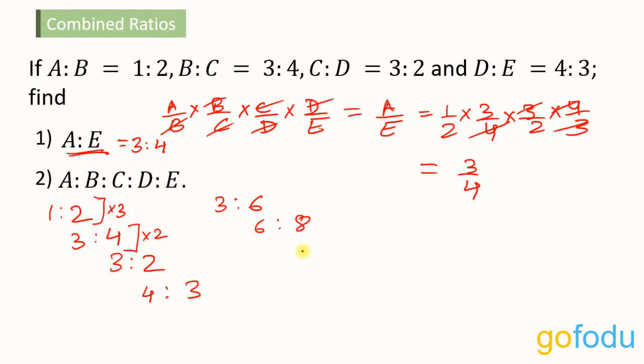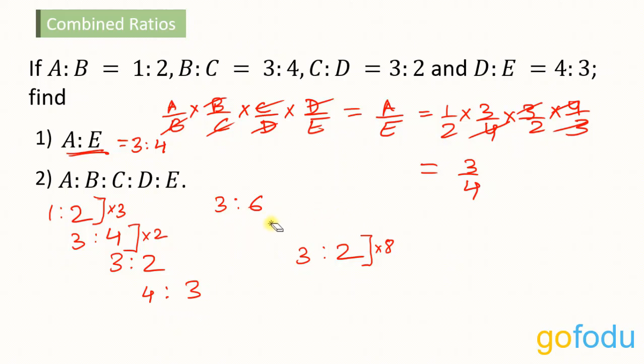Next ratio is 3 is to 2. Again we have a problem. This is C part. This 8 represents, this is B is to C and this is C is to D. So this is C part which is different in both the ratios. LCM of 8 and 3 is 24. So to make this C part 24 in both the ratios, I'll multiply this ratio by 3 and this ratio throughout by 8. So let me write these ratios again.